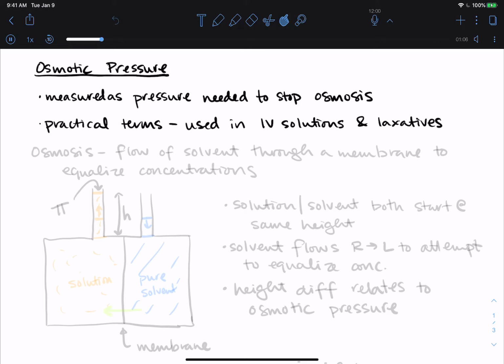You probably have a good idea of the definition of osmosis, but I'm going to put it here anyway, so you have it all in one place. For osmosis, we're talking about flow of solvent through a membrane to equalize concentrations.